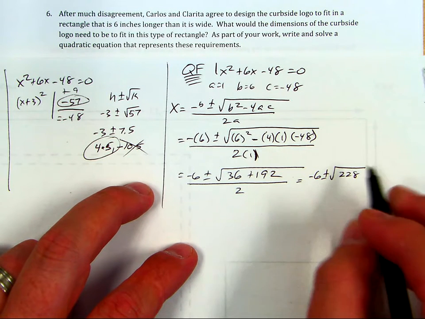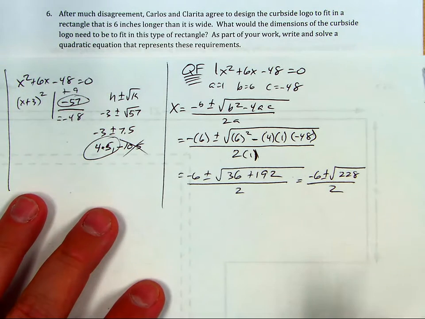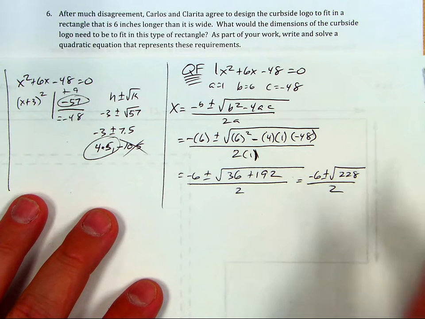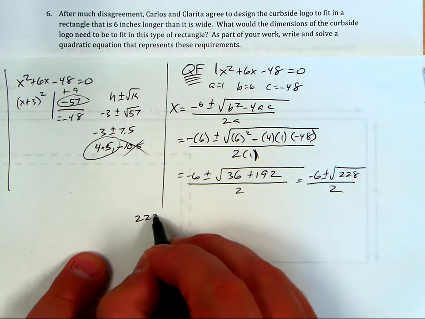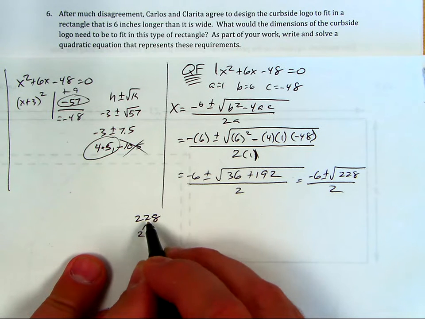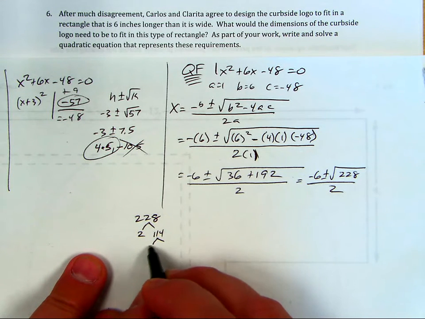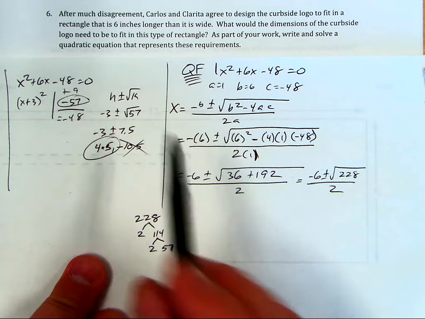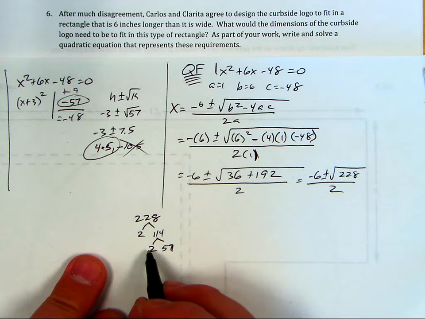And you can do most of this on your calculator, divided by 2. Do I have room on the screen? Yeah, I do. So we're not done yet. We've got to break down 228 into something that has a perfect square. So let's see here. Let me do it down over here. Let's break down 228. So it's 2 times 114. Oh, that's 2 times 57. Oh, there's a 57 right there. So we've got 2 squared times 57. So that's 2 squared that will jump out.